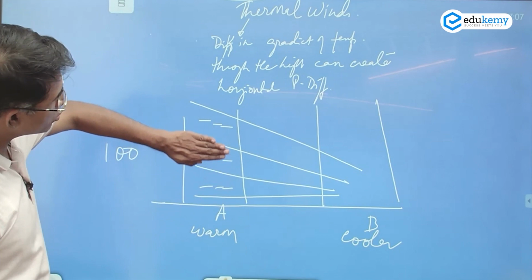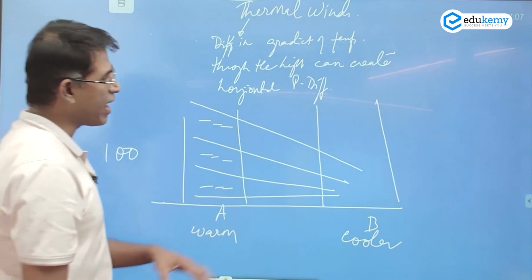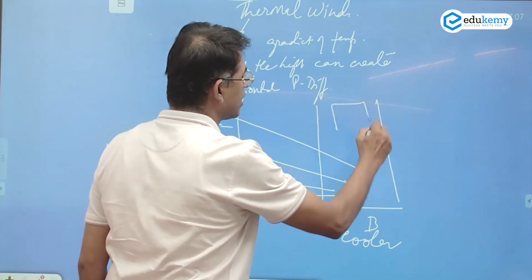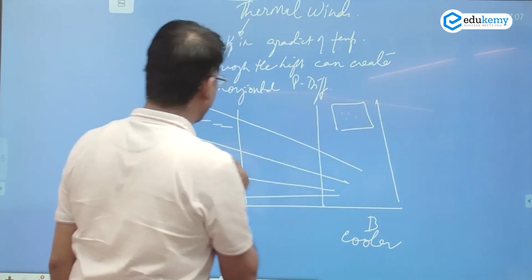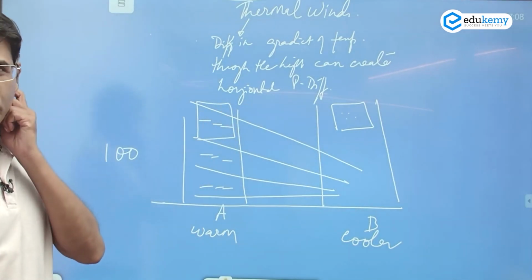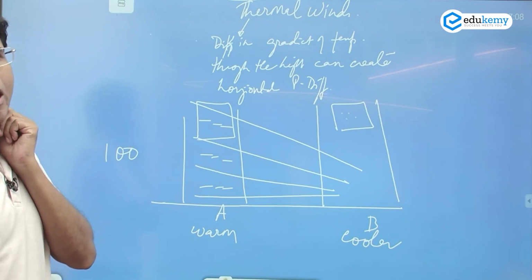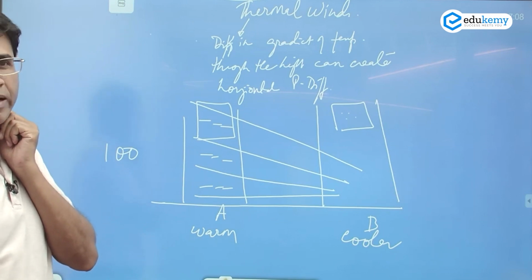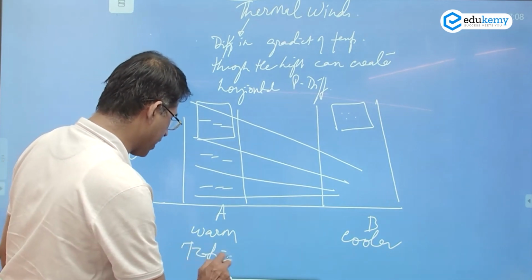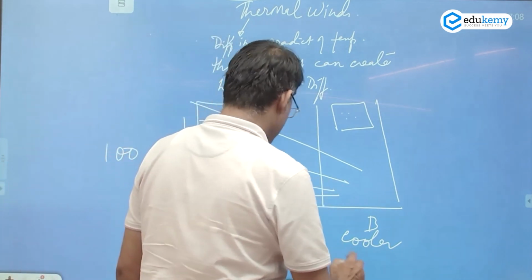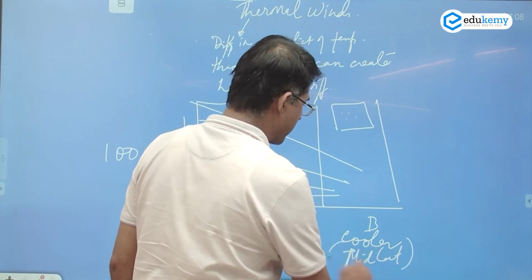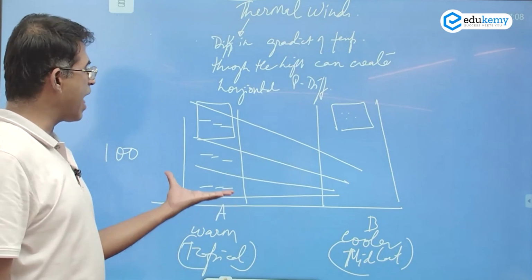In warm air, the air tends to spread. In the cold air, the air tends to sink down. So in this part, there is much lesser air compared to the air here. When explaining the geostrophic winds, you must talk about thermal winds. Okay, so there's warm air. The warm air could be the tropical air. Cooler air could be the mid-latitude air. In the warm air, the air spreads.